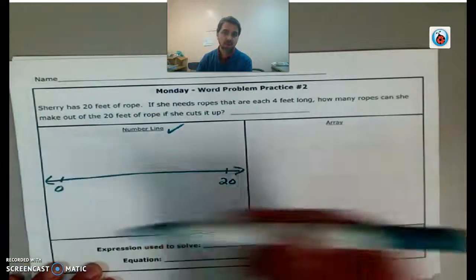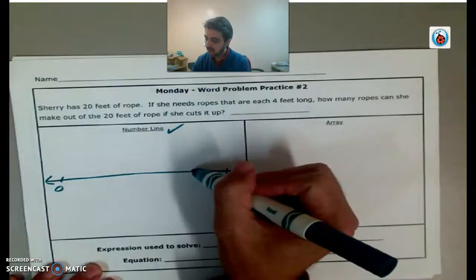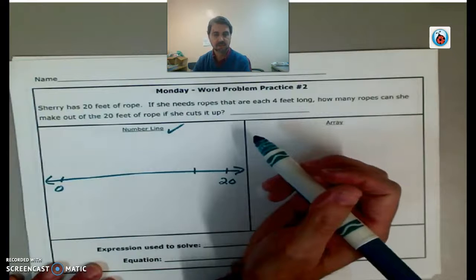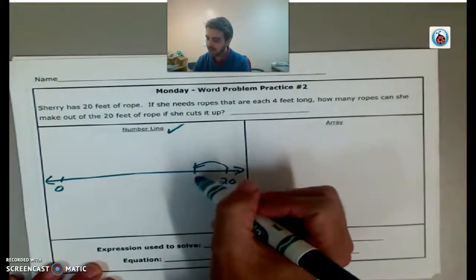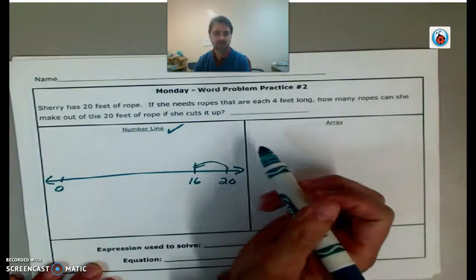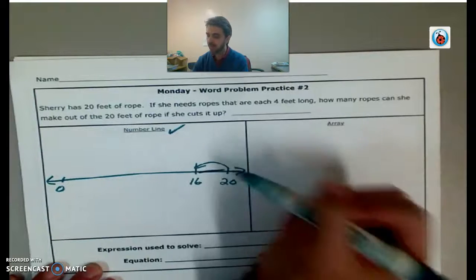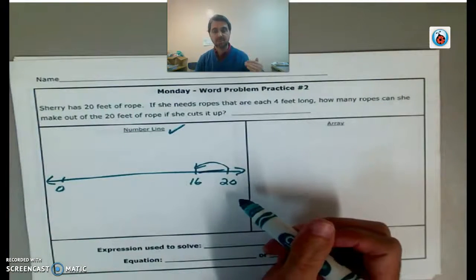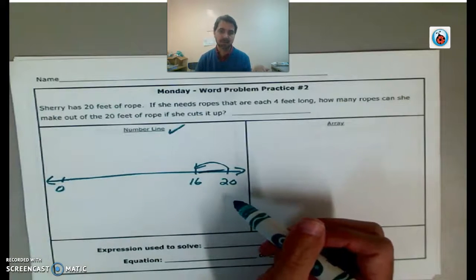We could also go backwards. So we could say, well, we've got 20 feet. If we go back and cut off 4 feet, now we've only got 16 feet left. But we've got one rope right there. We call this strategy repeated subtraction. Instead of adding up, we're going to subtract backwards.